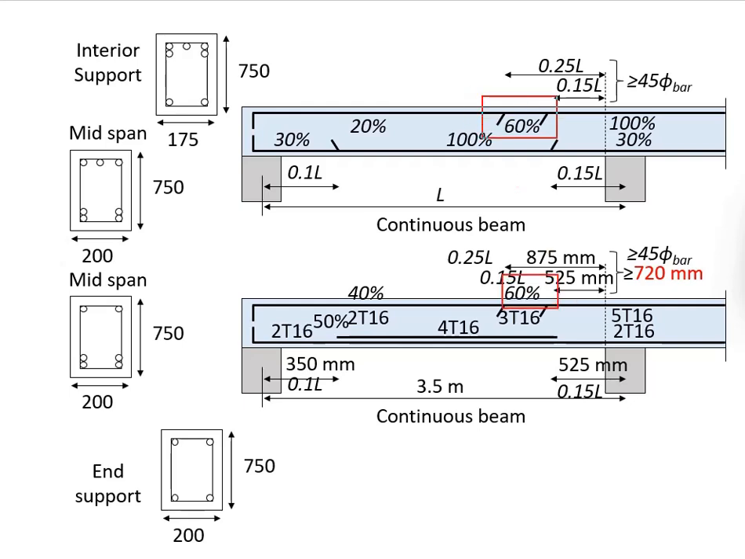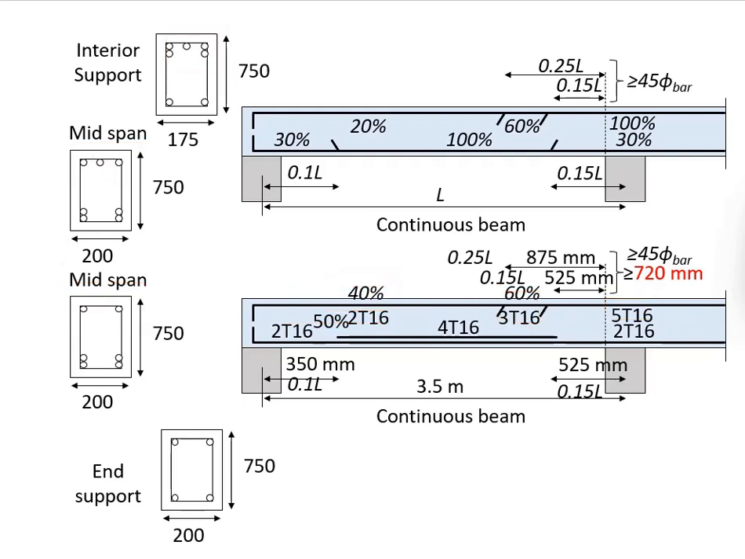60% is just nice as indicated here. Then you may stick with 3T16 here. And then you can curtail the reinforcement bar and reduce it more towards the end support here. Here 5T16. Here you will have 3T16. And you do the curtailments of the middle bar here that give you 2T16s near to the support.